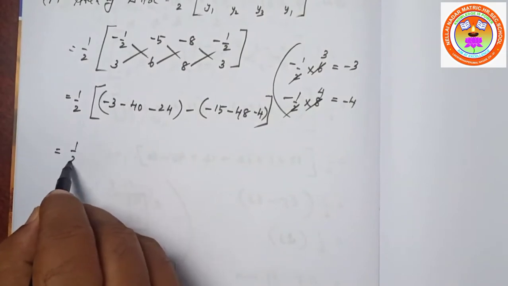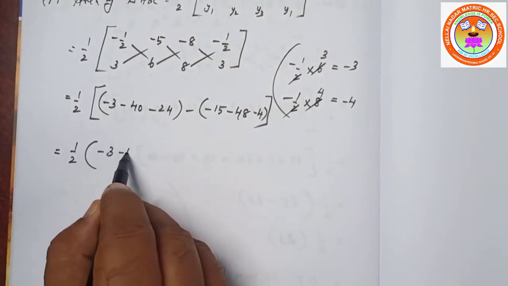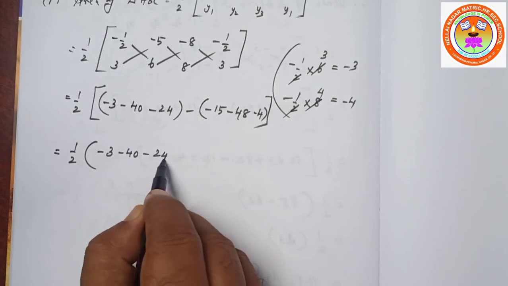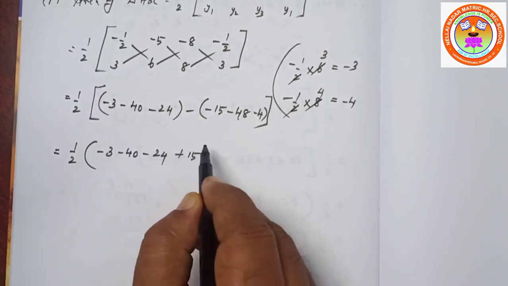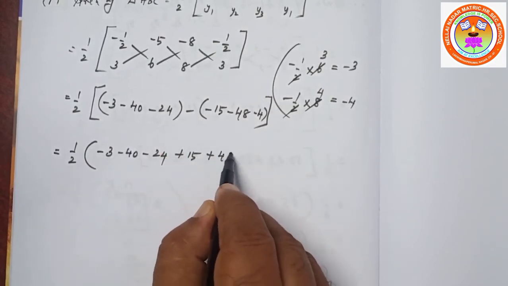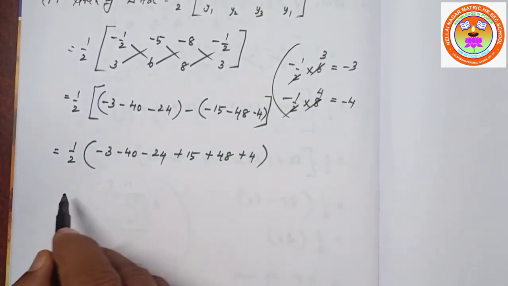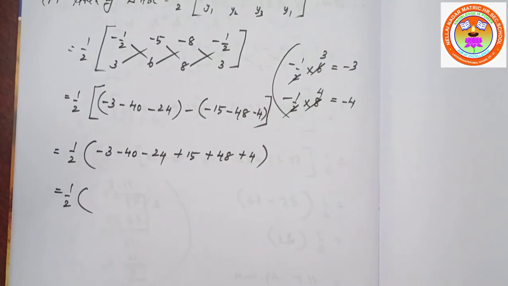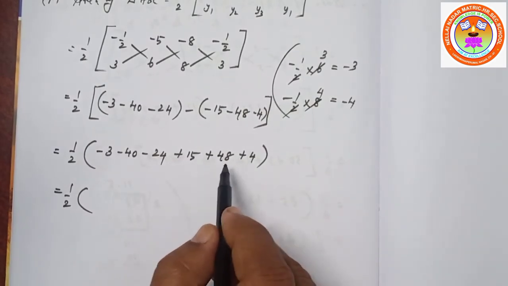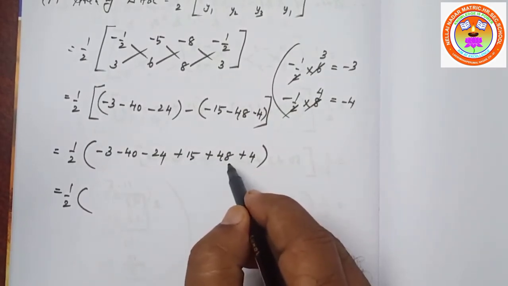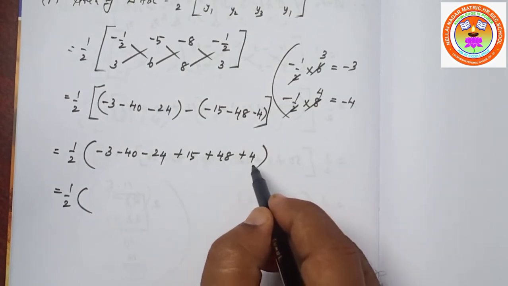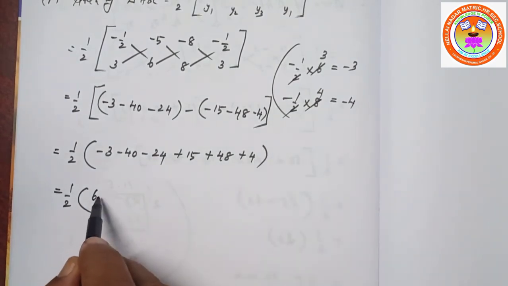That is equal to half into, write everything: minus 3, minus 40, minus 24, minus into minus plus 15, minus into minus plus 48, minus into minus plus 4. That is equal to half into, first add the positive numbers, 15 plus 48, that is equal to 63, 63 plus 4, that is equal to 67.